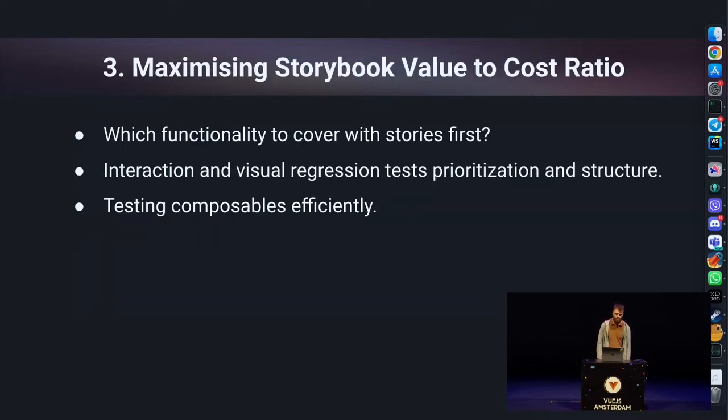So the next topic would be maximizing Storybook value to cost ratio. I will address a couple of topics. Which functionality should you cover with stories first? Then I will talk about interaction and visual regression test prioritization. And then we will also talk a bit about how you test composables, because I believe this is also very important to add to stories.